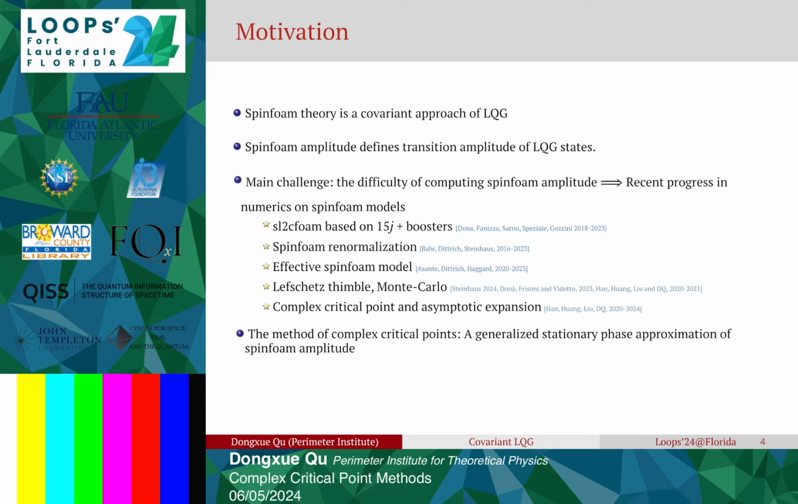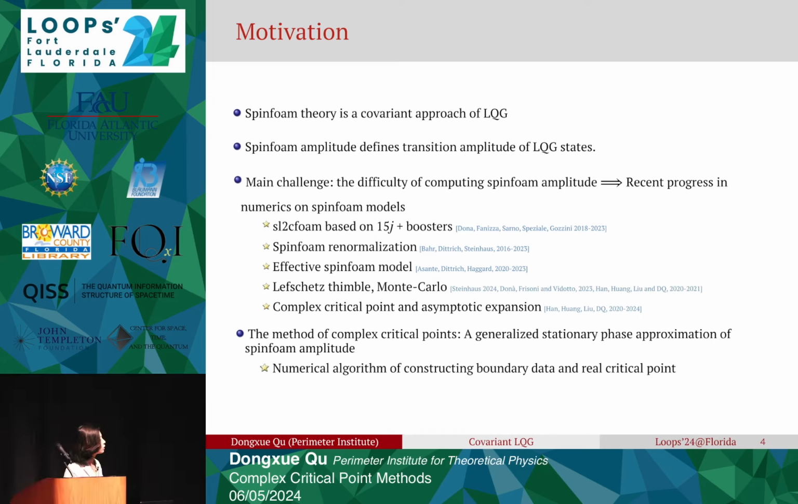Today, I will focus on the method of complex critical points, which is a generalized stationary phase approximation of spin form amplitude. We develop the scheme as following. First, I will introduce the algorithm on how to construct the boundary data and the real critical point. Next, we perform some deformation of the boundary data. Then we need to compute the complex critical points.